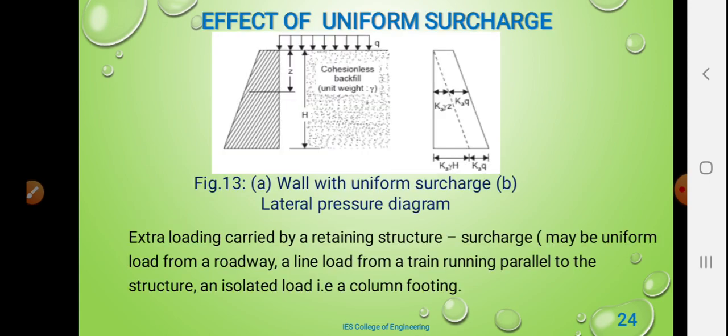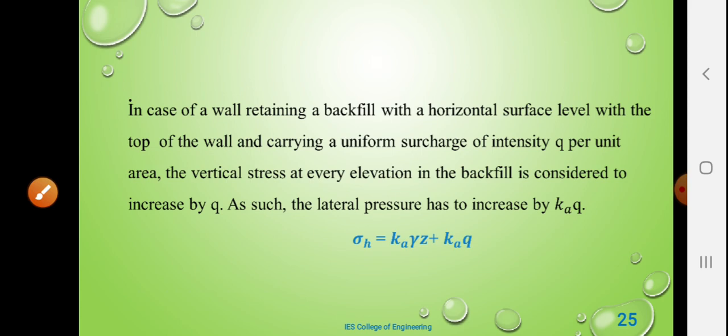So, next is the effect of uniform surcharge. In this case, extra load carried by a retaining structure is known as surcharge. It may be uniform, a line load or an isolated load. So, here this is the surcharge with the intensity of Q. In the case of a wall retaining a backfill with a horizontal surface level with the top of the wall and carrying a uniform surcharge of intensity Q per unit area, the vertical stress at every elevation in the backfill is considered to be increased by Q.